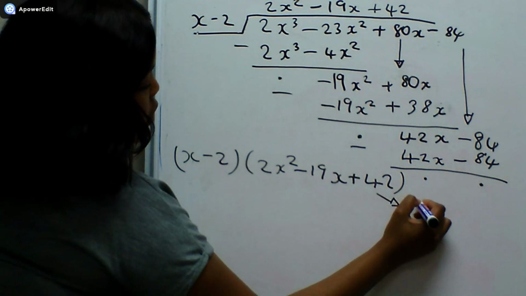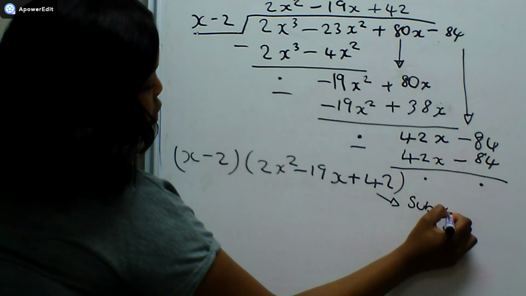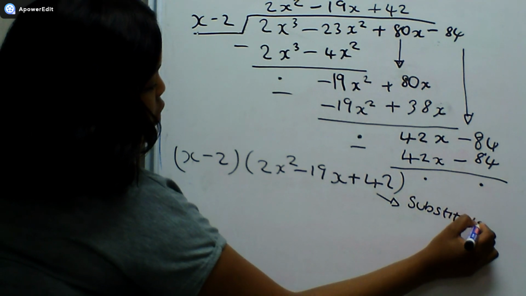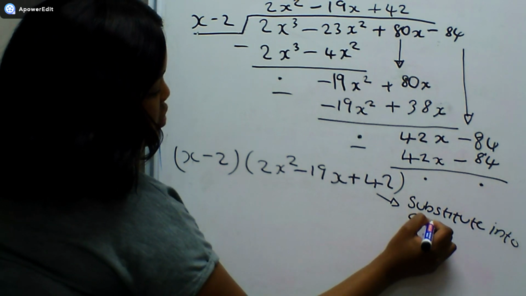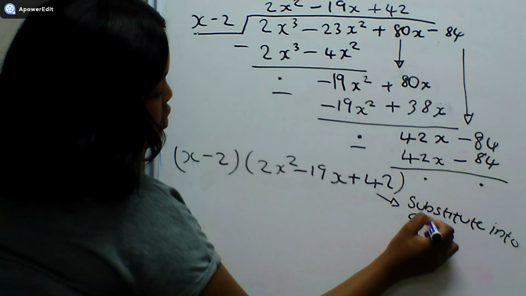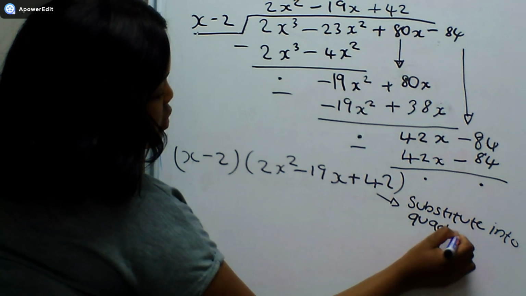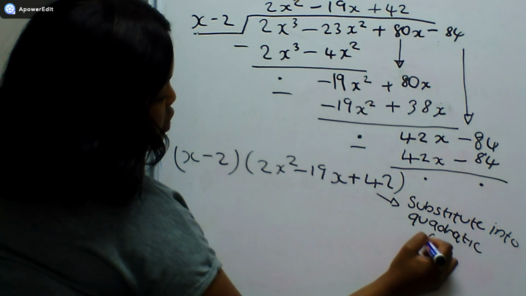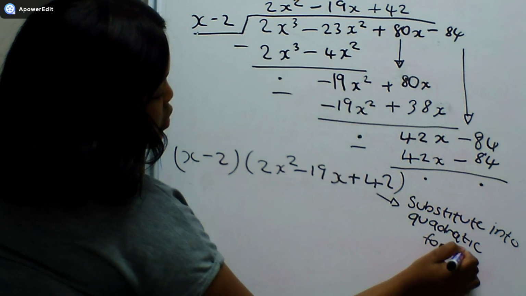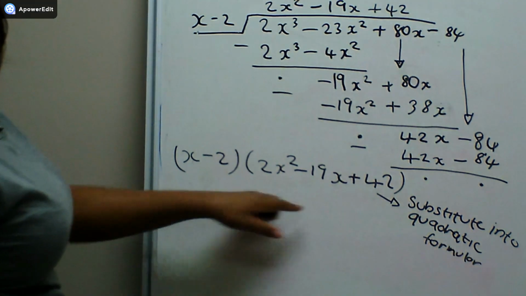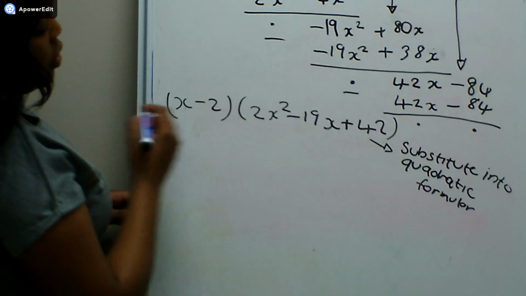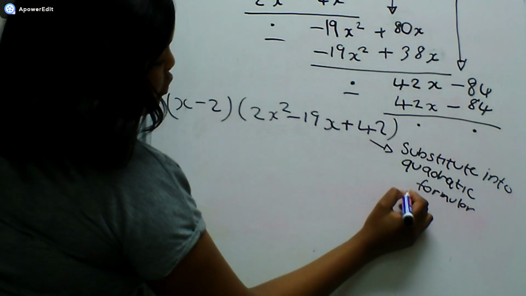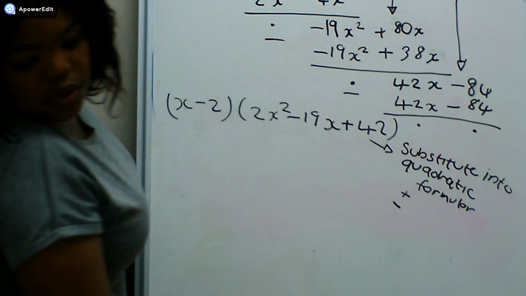What I normally do when I'm trying to get factors is substitute into the quadratic formula so that I get correct answers, because I'm not trying to calculate everything. In the exam you don't have time, so I'm literally not out here trying to waste my time. I just put everything into the quadratic formula and then into the calculator, and then I get my answers.